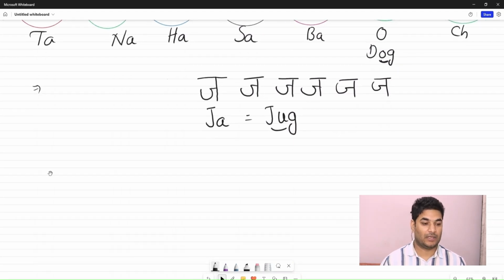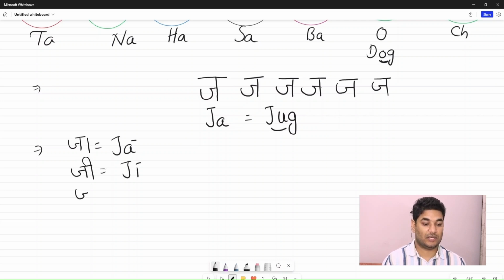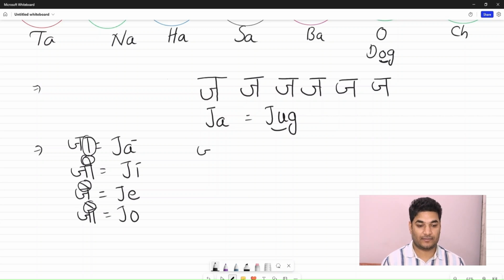Now, combination of J with the vowel matras: J with A, Ja; J with E, Je; J with A, Ja; and J with O, Jo. A matra, E matra, A matra, and O matra. Fine.